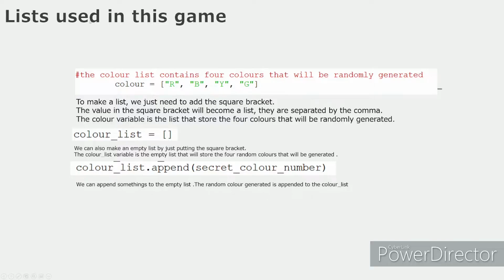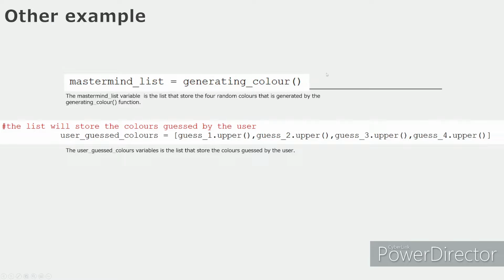Now we talk about lists used in this game. To make a list is very simple. We just need to add square brackets, and the values in the square brackets will become the list, separated by commas. The color variable is the list that stores the 4 colors that will be randomly generated. We can also make an empty list by just putting the square brackets, and after that, we can add something to the empty list by using append. So here, the random color generated is appended to the color list. This is another example.